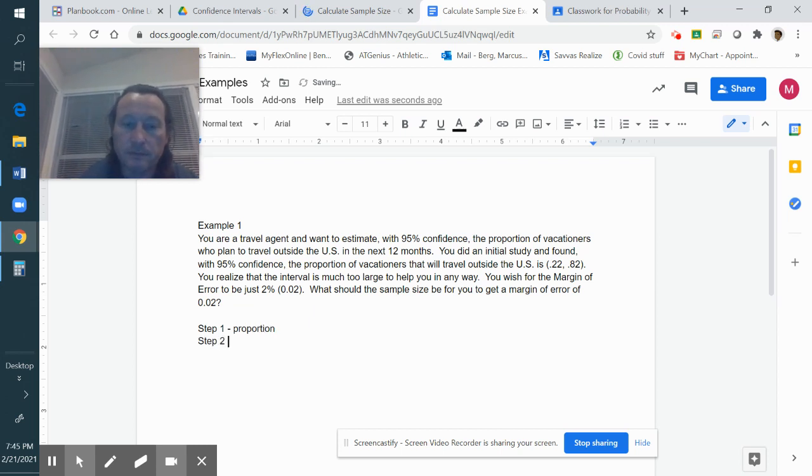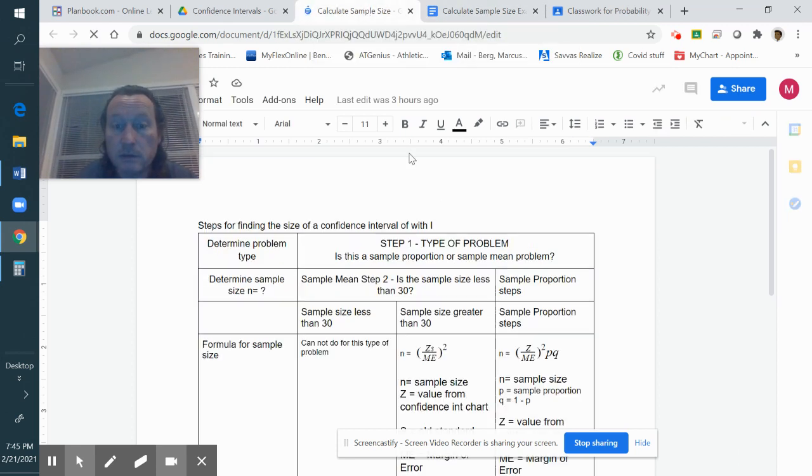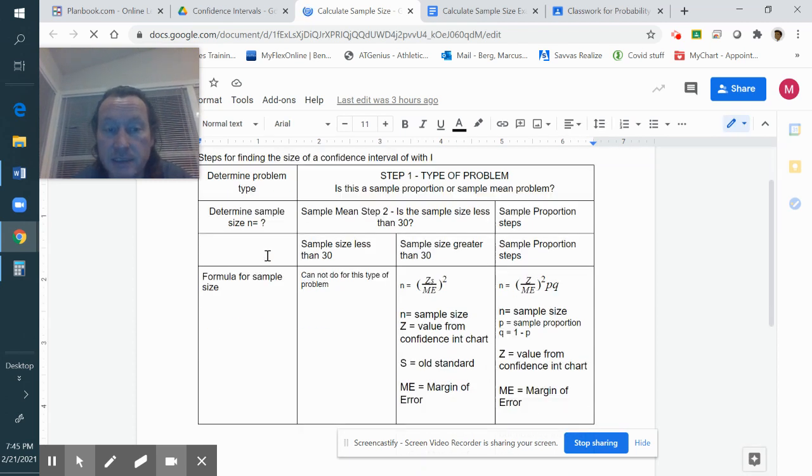Step two, determine the sample size. This is the same as the steps that we can do in the other one. That's what we're trying to do, is determine the sample size for sample proportion. So that's going to give me this side. And here's the formula for sample size.